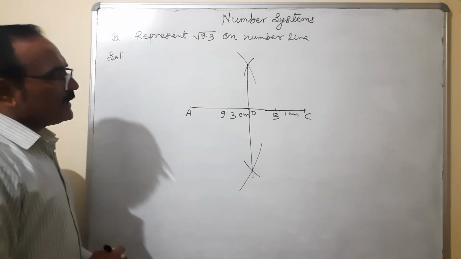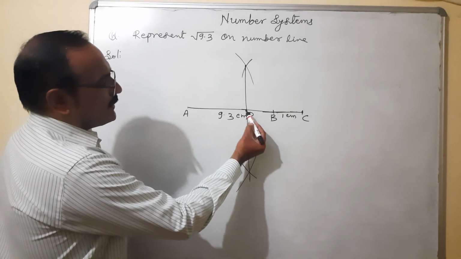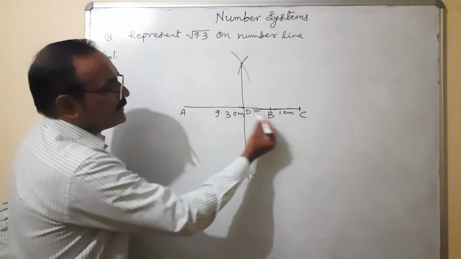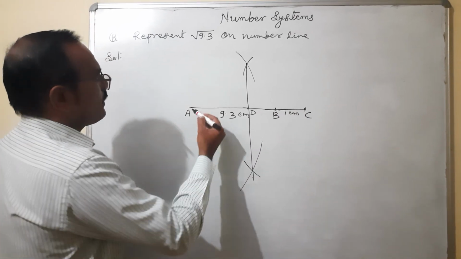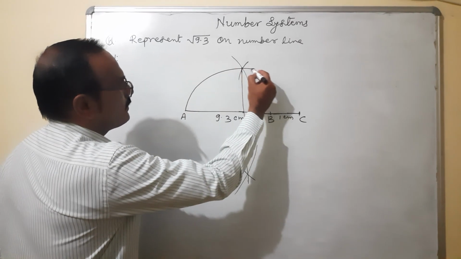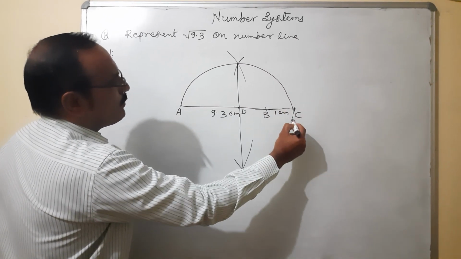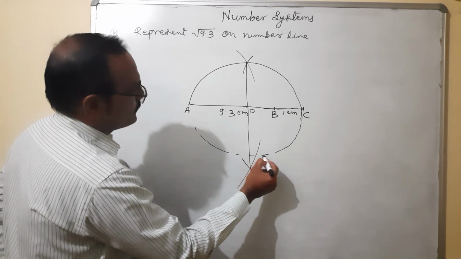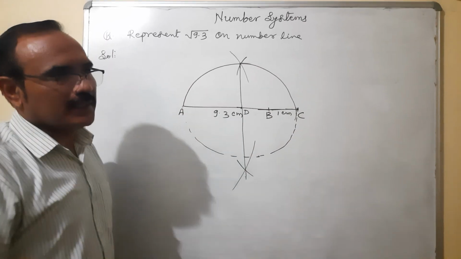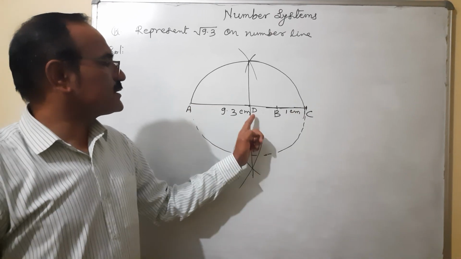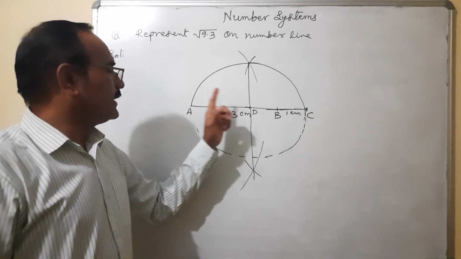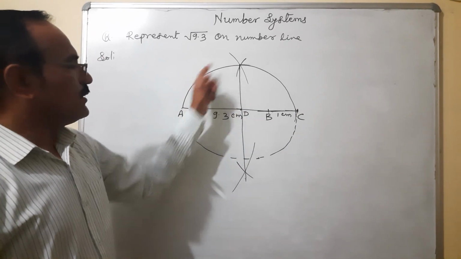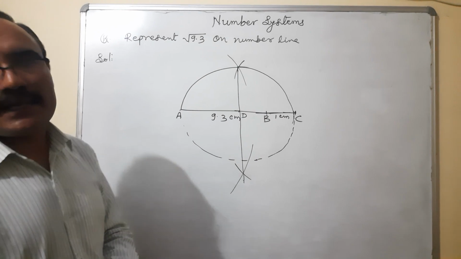After that, placing the needle point at D, taking the radius DA or DC, draw a circle. So this circle will pass through points A and C. Obviously it will pass through A and C because D is the midpoint and we have taken the radius DA or DC. So this is a semicircle on the upside passing through points A and C.